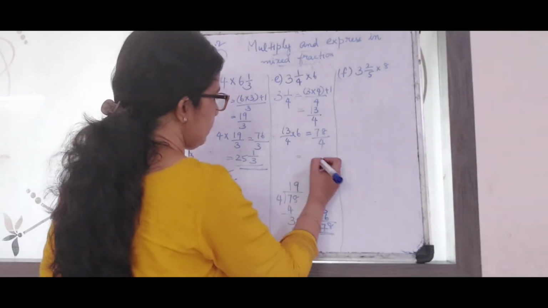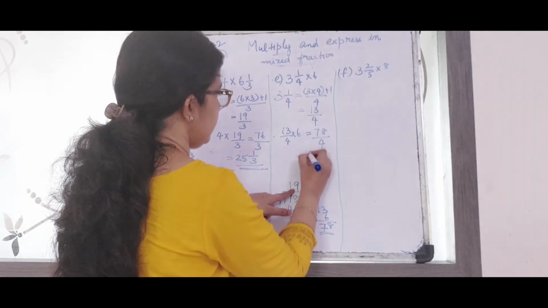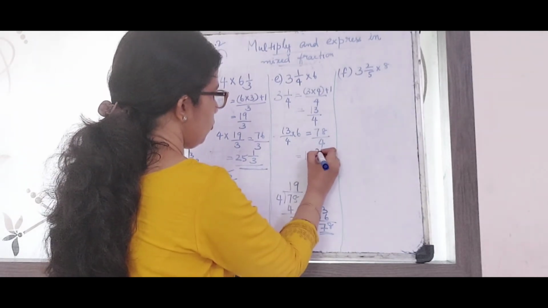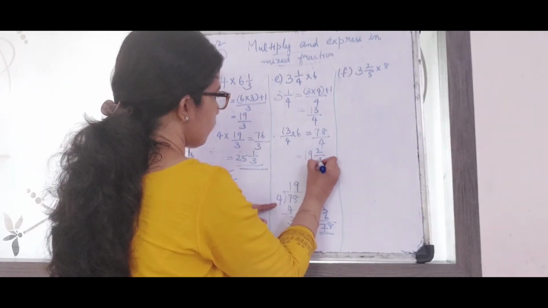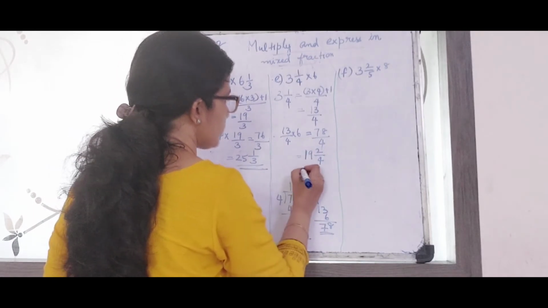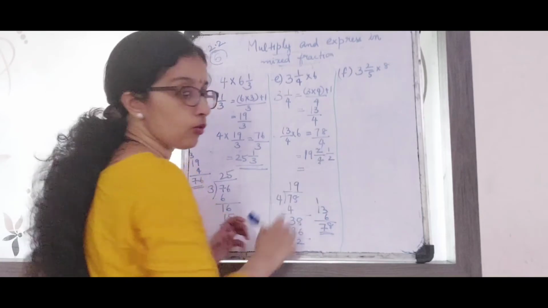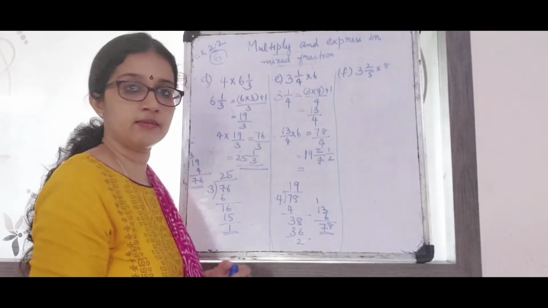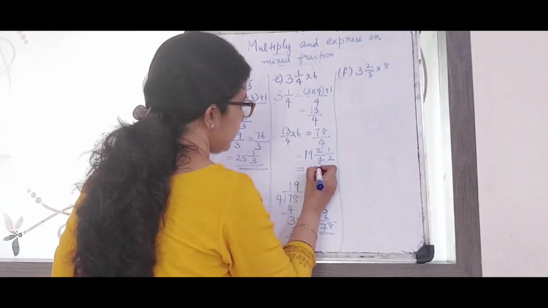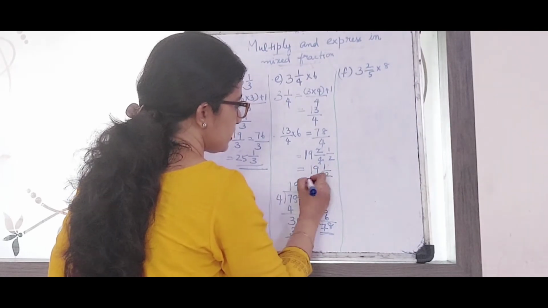So what is the answer? Quotient is 19, remainder is 2, divisor is 4. 19 2 by 4, this 2 by 4 can be written as 1 by 2, right? 2 by 4 is the same as 1 by 2. So 19 1 by 2 is the answer.